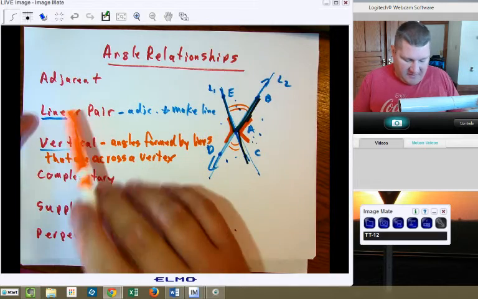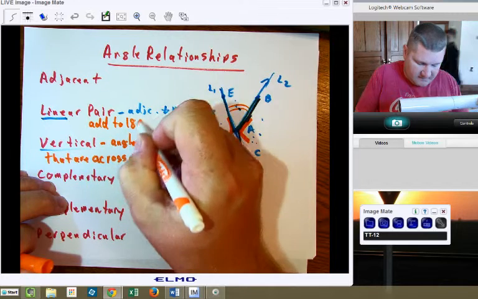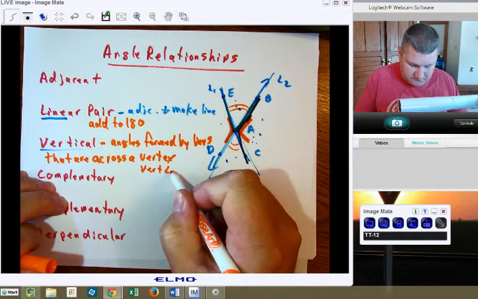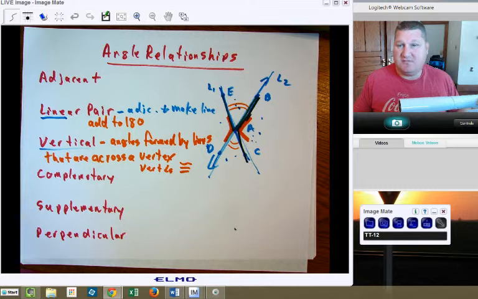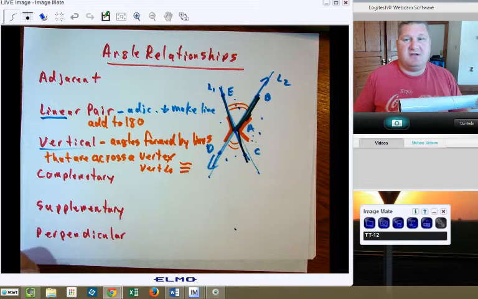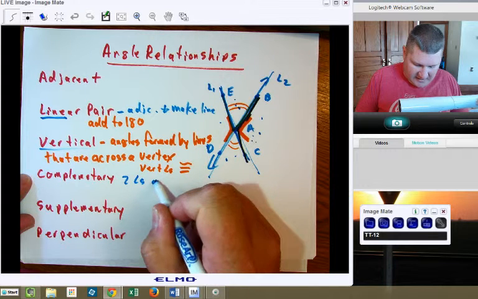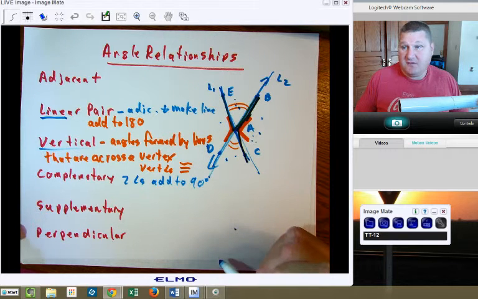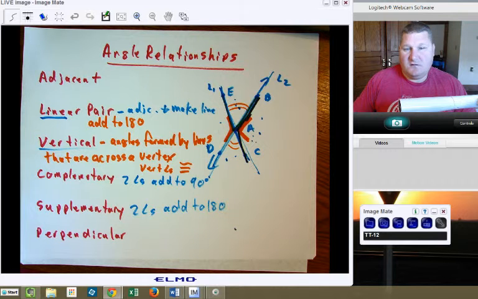Now, whereas linear pairs add to 180, vertical angles are congruent. Vertical angles are going to have the same measure. We'll talk about that momentarily. Now, complementary angles. Complementary angles are two angles that add to 90 degrees, versus supplementary angles that add up to 180. So supplementary angles are angles that add to 180.